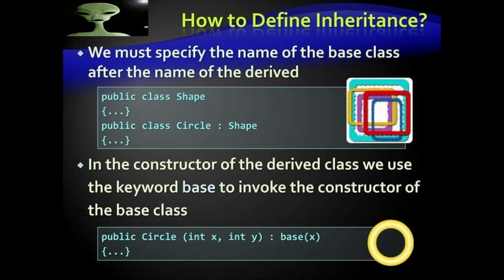How does one define inheritance? While writing it, you must specify the name of the base class after the derived class. We do this with a colon, not the body part that you humanoids have, but the punctuation character found on your QWERTY keyboards.